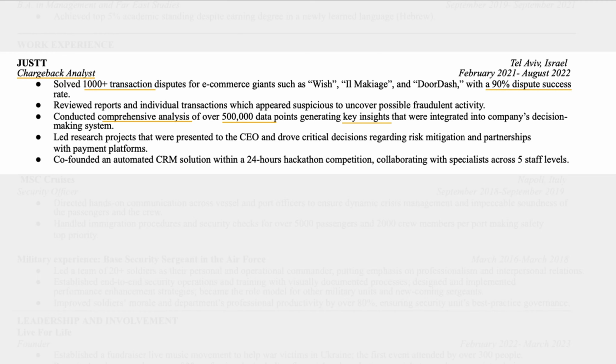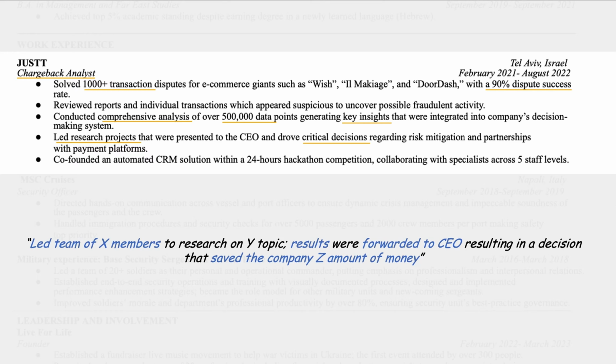Third bullet point: led research project, presented to CEO, drove critical decisions. Okay, there might have been some unexplored potential behind this. How big was this research project in terms of member count or allocated budget? What was the decision that followed, and what was its impact? Was the research result so good it was forwarded to the CEO, or did the CEO specifically ask for this research so he or she has the necessary information for his or her decision? So I would write something along the lines of: led team of X members to research on Y topic. Results were forwarded to CEO, resulting in a decision that saved the company Z amount of money.